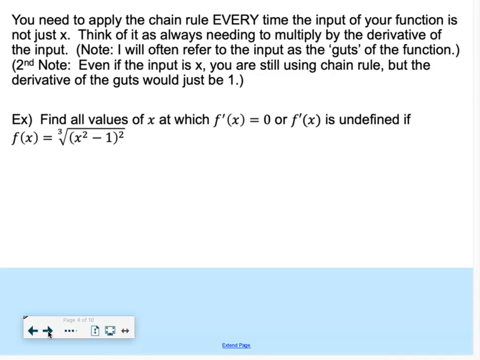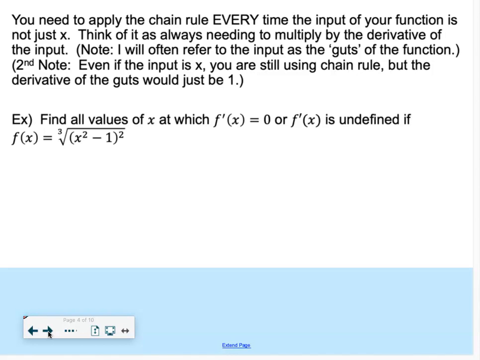All right, let's see. So let's do this example. Find all values of x at which f prime equals 0 or f prime is undefined if f of x equals x squared plus 1 to the 2/3. Well, the cube root of x squared plus 1 squared. So the first thing that you're going to have to do, of course, is rewrite your function in exponential form. Then you're going to have to find f prime of x. So I want you to pause the video here for a moment, rewrite your function, and then find your f prime. Make sure that you use chain rule.